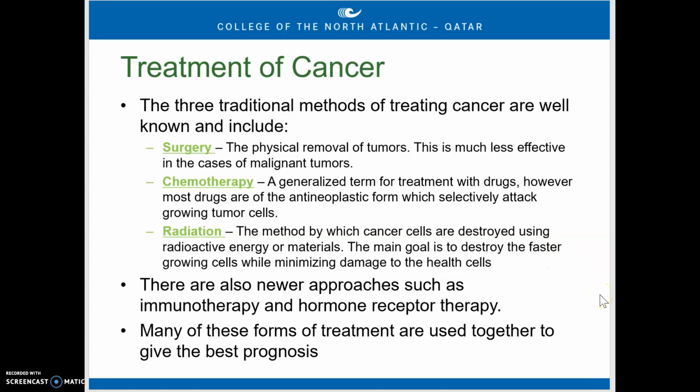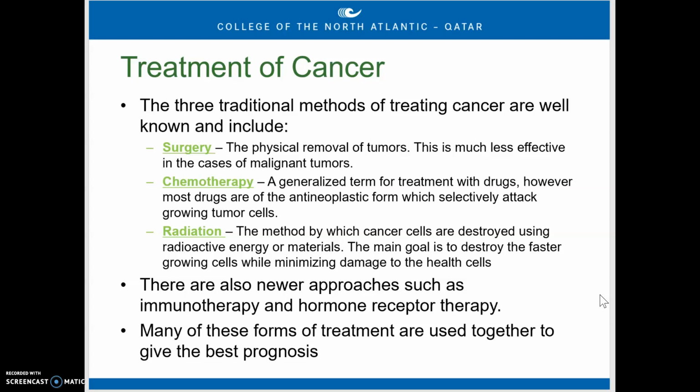Now, there's three known traditional methods for treating cancer. We can have surgery, which is the removal of the tumor. So we just cut it out. And this is less effective in malignant tumors, of course, which have spread all over the body. It's a lot harder to cut them out.